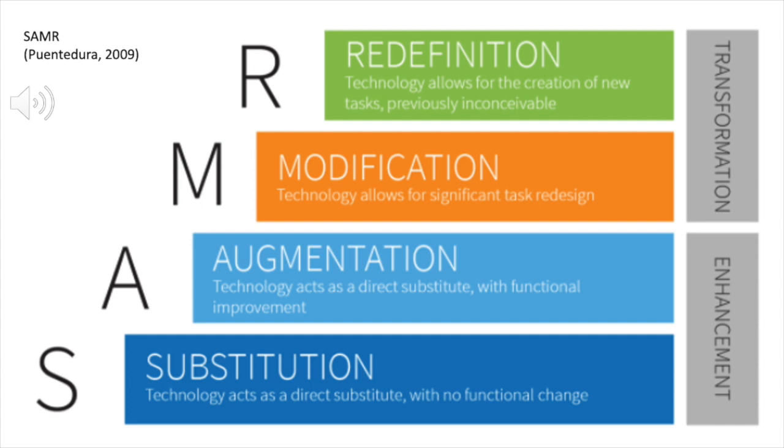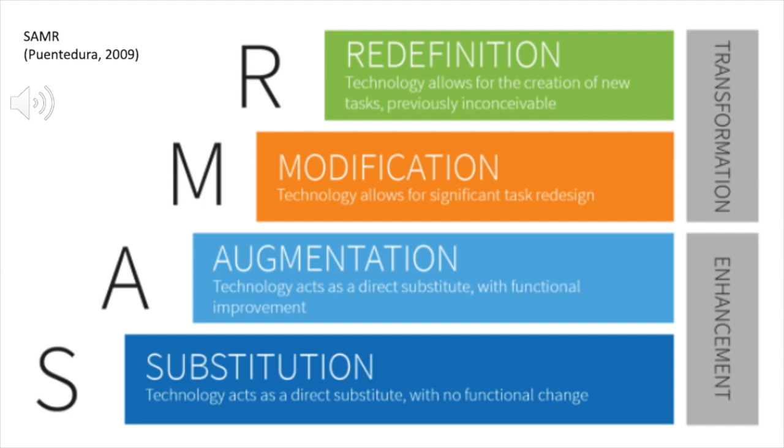Finally is redefinition, the last stage of the SAMR model. It represents the pinnacle of how technology can transform a student's experience. In this case, you ask yourself if the technology tools allow educators to redefine a traditional task in a way that would not be possible without the technology, creating a novel experience.